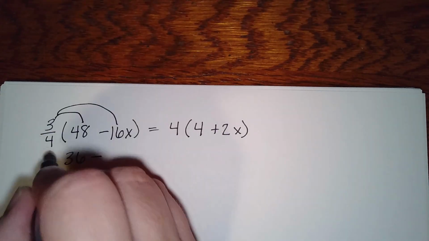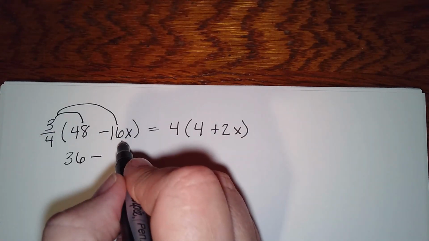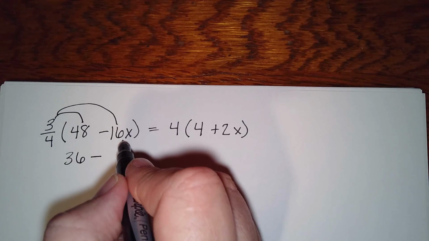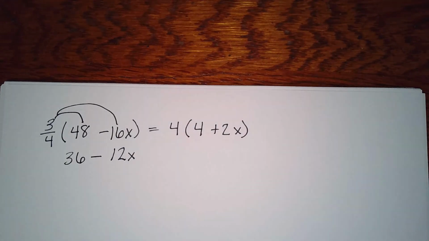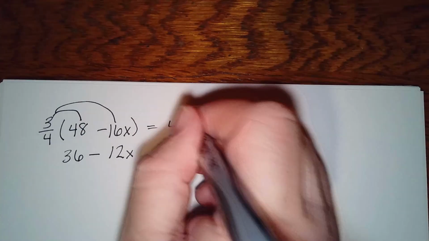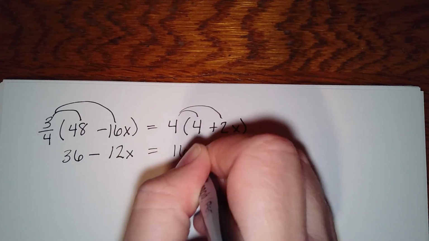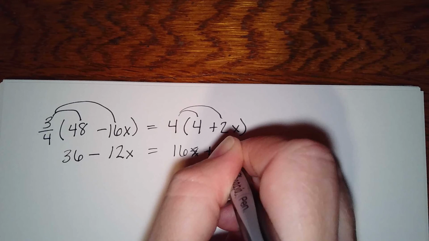4 divided into 16 is 4. 4 times 3 is 12. And we keep the negative sign because 3/4 is positive and -16, of course, is negative. So opposite signs means it stays negative. So now let's do the whole number on to the right. So I have 16 plus 8x.